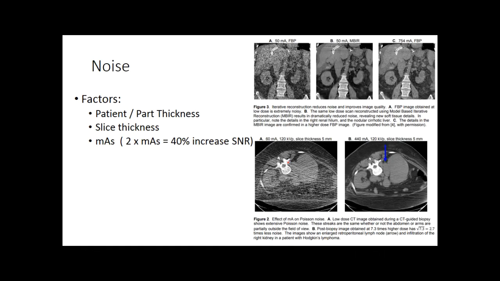Noise. The unfortunate thing about noise, and the good thing, is that there is lots of software that reduces noise. But if you want to reduce the noise manually, at least you multiply the mAs by 2 times. It will increase the signal to noise ratio by 40%.